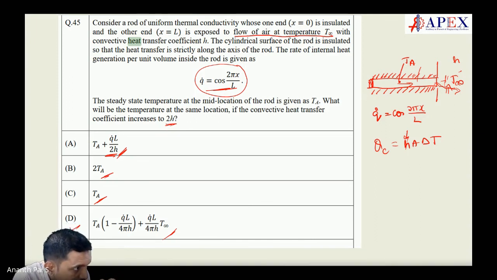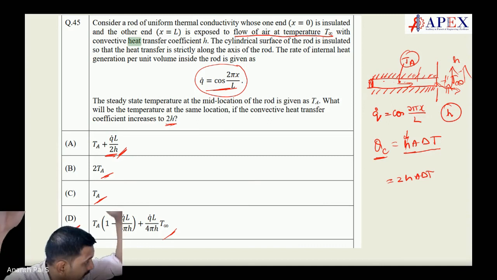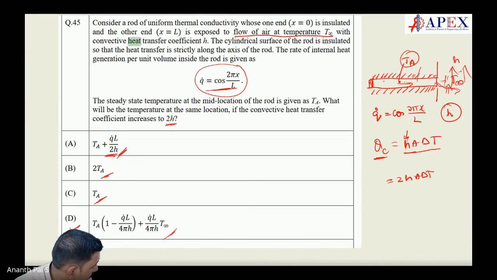There is heat generation happening. The heat transfer coefficient is taking the heat. Whatever heat is generated here is taken away by this air. Now, when the heat transfer coefficient h is given, the temperature is TA, which gives Qc equal to hA delta T. If this is made 2 times hA delta T, don't you think TA reduces? Yes or no? Agreed. So what should happen here?